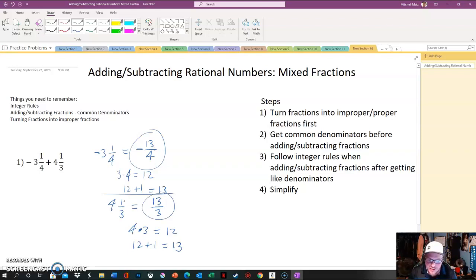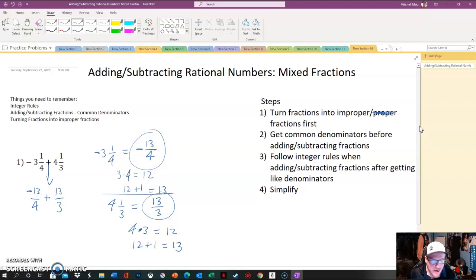Now what I'm going to do is rewrite this problem with the positive sign down here, but replacing the fractions with these new pieces. So negative 13/4 will go here, plus 13/3. And that was my first step: turn fractions into improper fractions. You can't turn them into proper fractions technically, but you can turn them into improper fractions like we just did.